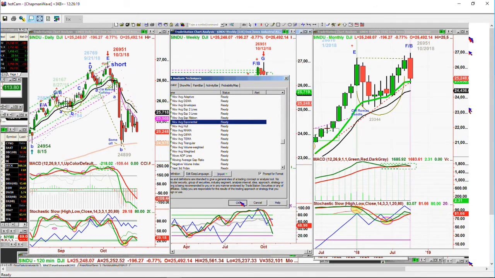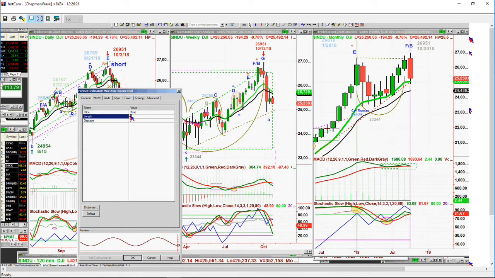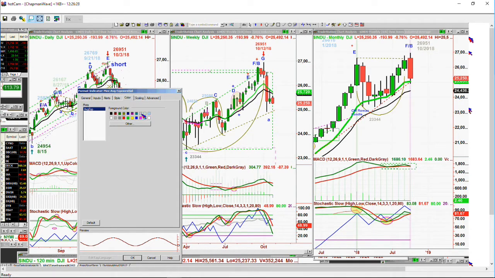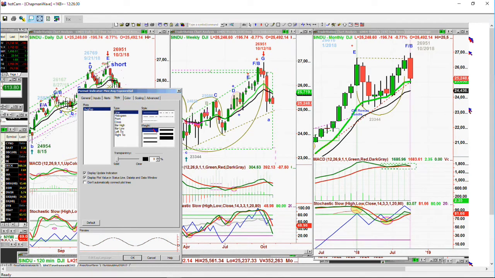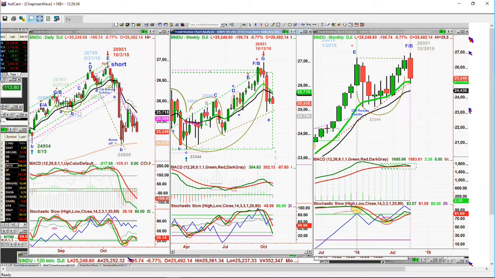Exponential, click. And now I'm going to change that to a 50. And I'm going to make it a dashed line. I like to have them all do the same thing. Otherwise, they get very confusing. Make it a kind of a light gray. And the style is dashed line. And here we go. Yep, there it is, at 24,720.